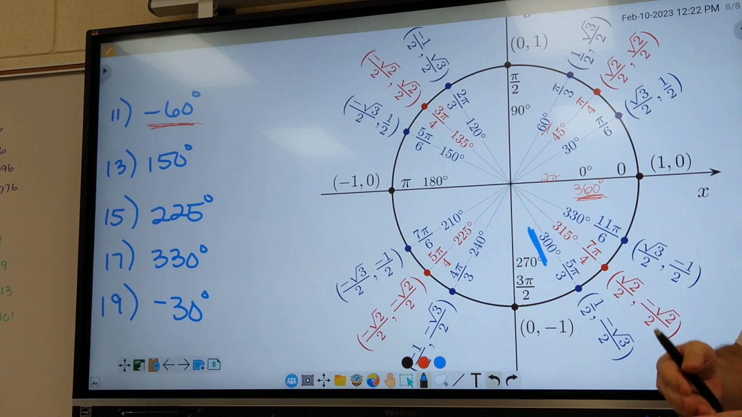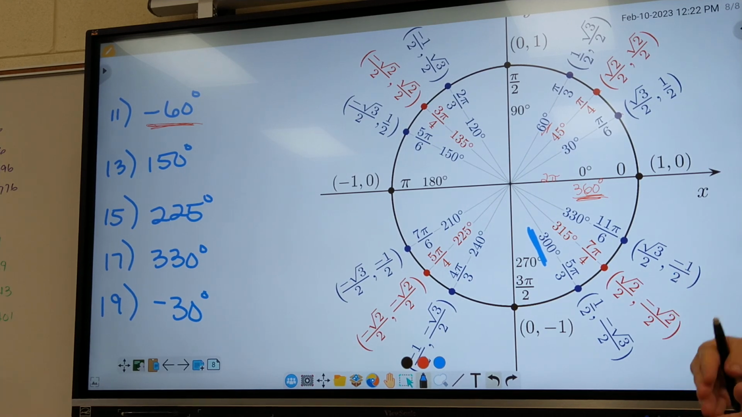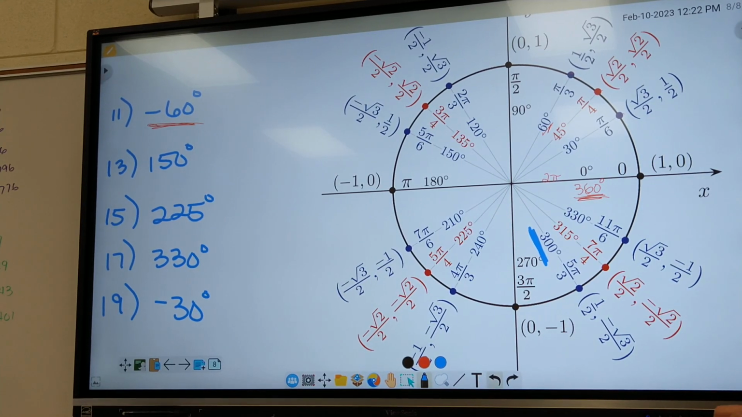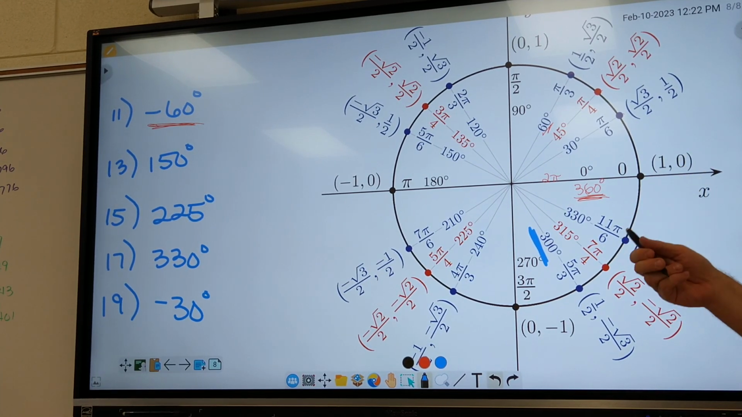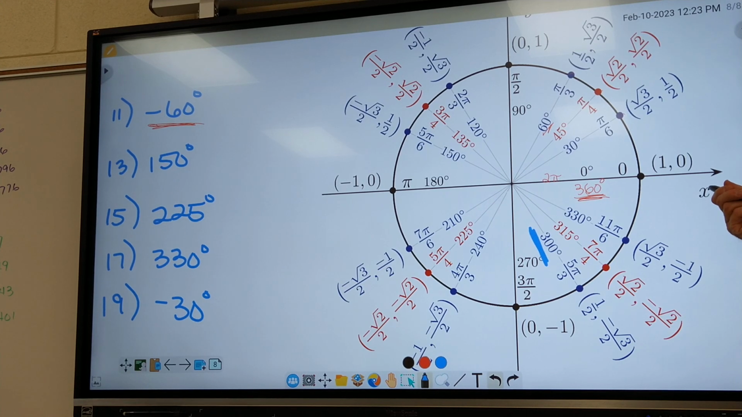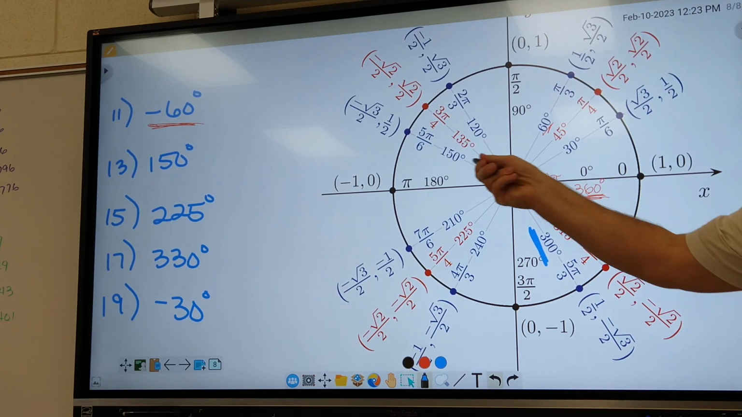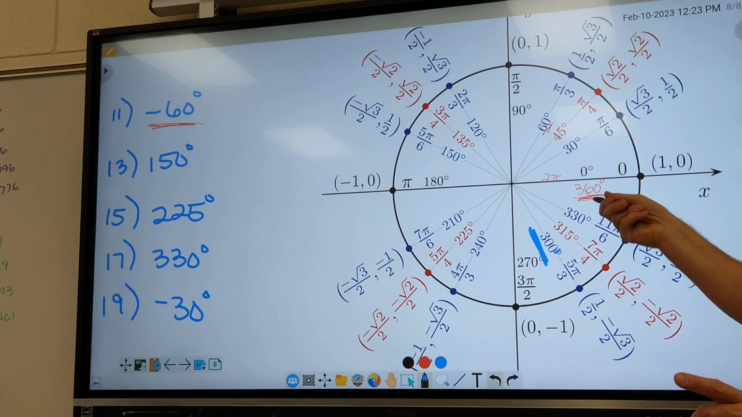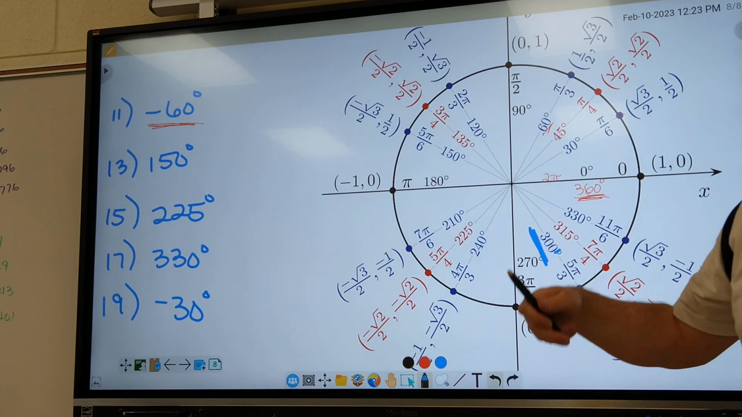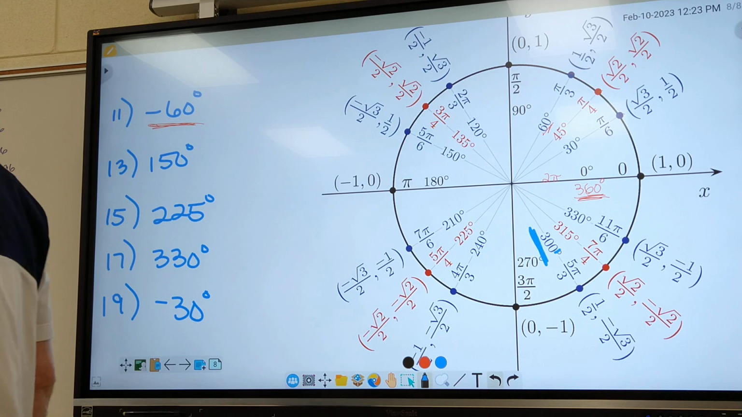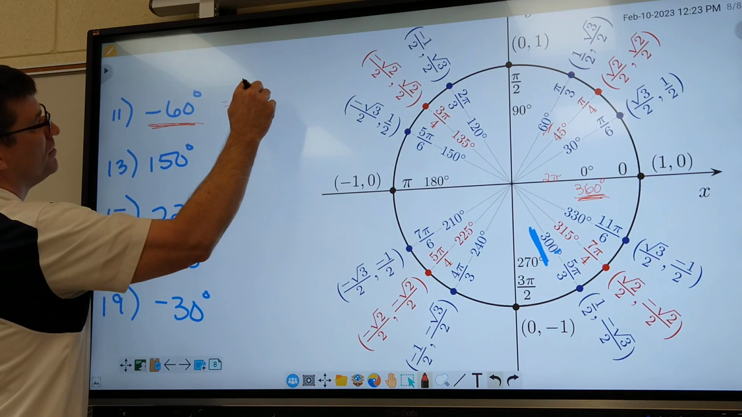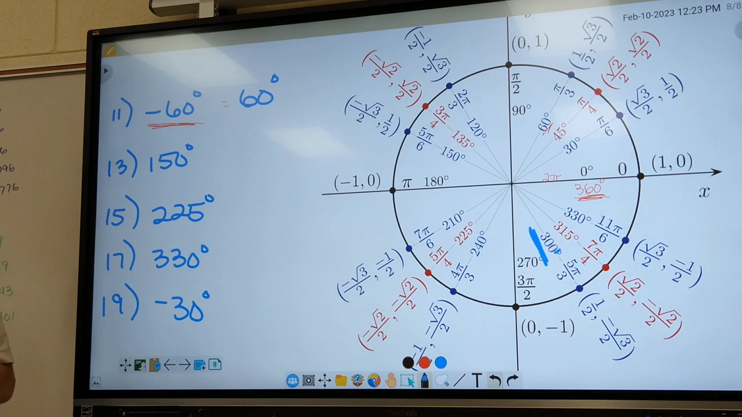A reference angle is asking how far away that is from the closest x-axis. So what's an x-axis? It's got x on your graph. Your x-axis goes this way. So how far is it from 300 to 360? 60. The answer's 60 degrees. The answer on this one is positive 60 degrees.